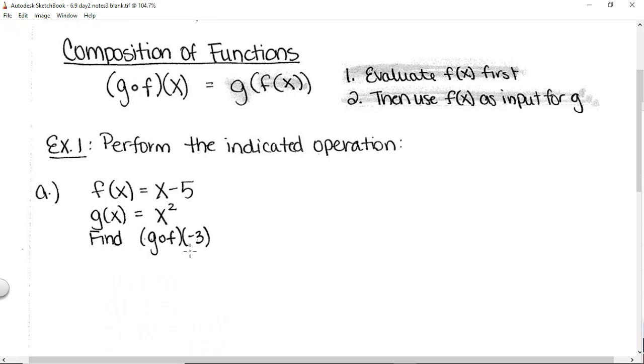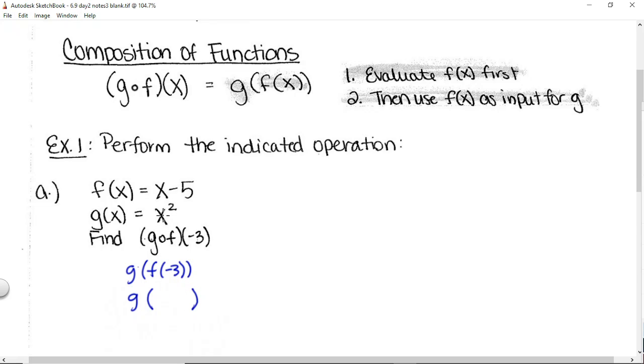So we could write this one this way. G of f of negative 3. That's our specific input that we're putting into f, right, is negative 3. So let's see what that is. Let's go ahead and evaluate f of negative 3. And we could put that actually right in as the input for g. So let's just do that.